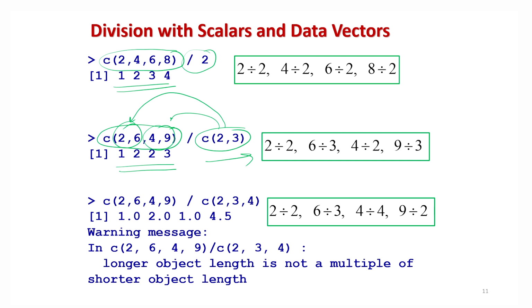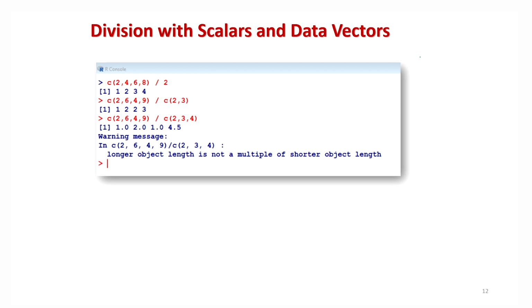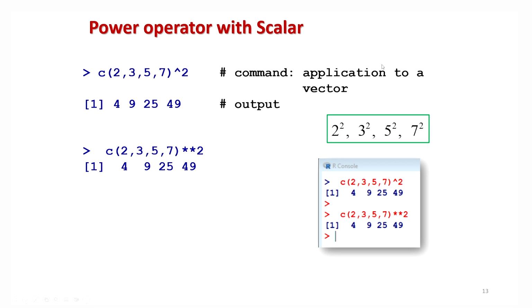Now similarly, if you take an example where the number of elements in the first data vector is 4 and in the second data vector it is 3, this is not an exact multiple. So you will get a warning message, as happened in the earlier cases also, and this is going to be the outcome. And this is the screenshot of the same operation which I have shown you, right. So you can be assured that the same operation is going to happen.